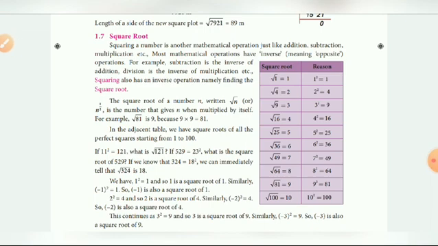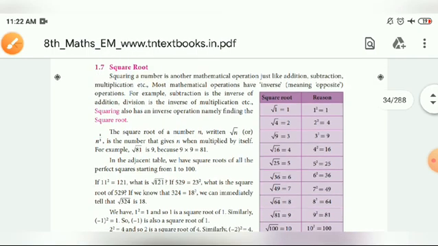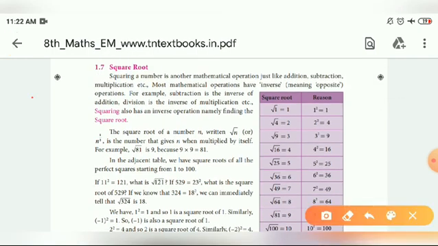Hey students, the next topic is very easy: square root. Square root is nothing but the inverse operation of squaring a number. Squaring a number is another mathematical operation, just like addition, subtraction, multiplication and division. Every mathematical operation has an inverse operation. For example, if addition is the operation, subtraction is its inverse. Multiplication is an operation, and division is the inverse operation for multiplication.